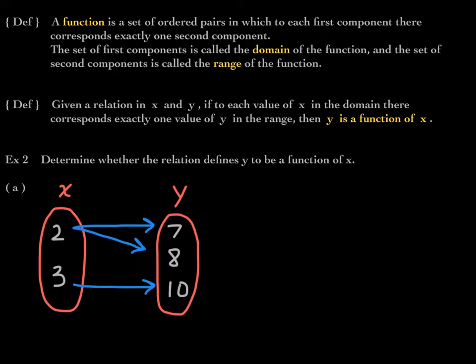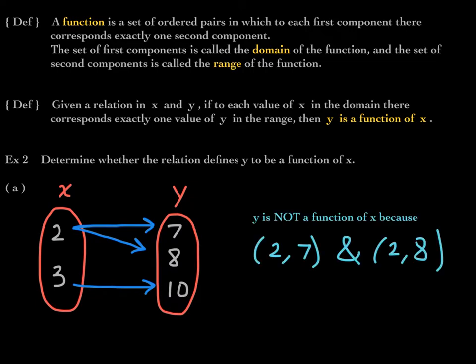No, you're correct. 2 is an x value, and 2 corresponds to more than one y value. 2 corresponds to 7, and 2 corresponds to 8. Because that happens, we can say y is not a function of x. So here's my justification: y is not a function of x because 2 corresponds to 7 and 2 corresponds to 8. You can't do that. 2 has to make up its mind. Do you want to correspond to 7 or to 8? You can't do both.